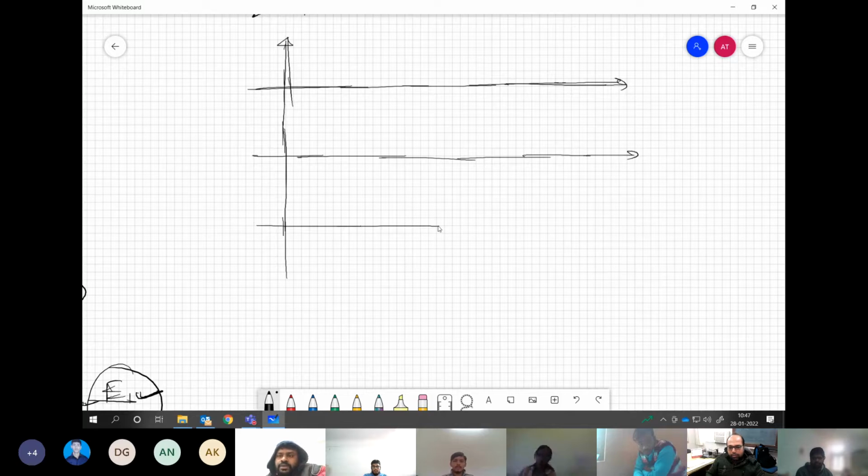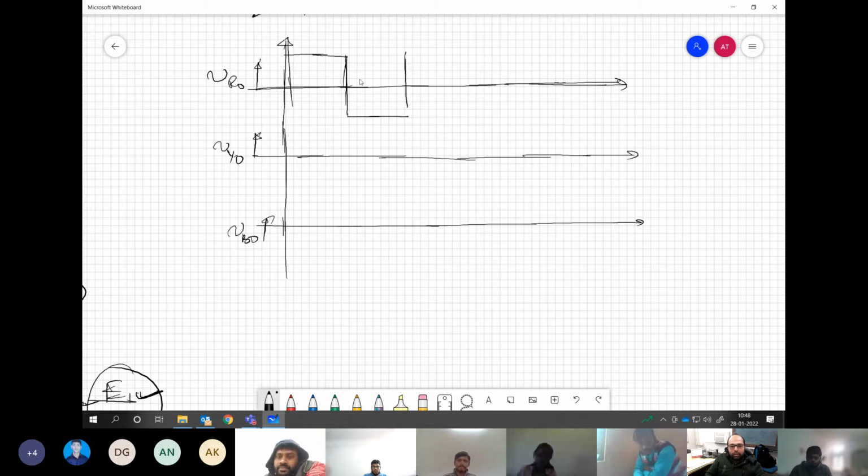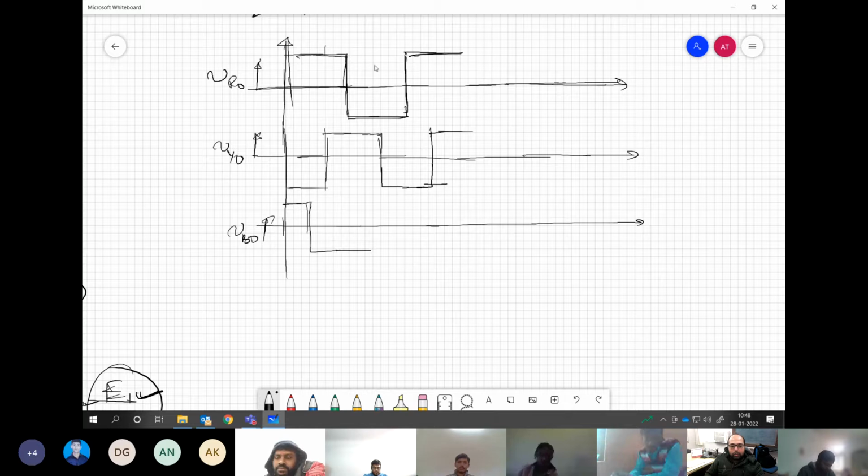Whenever there is confusion, ask. Otherwise, what will happen? Your confusions will pile up. Say this is R, RO is generated by this R phase terminal with respect to the DC bus midpoint and so on. Now YO is basically 120 degrees shifted, so it will start somewhere from here. And then BO will be something like 240 degree lagging.